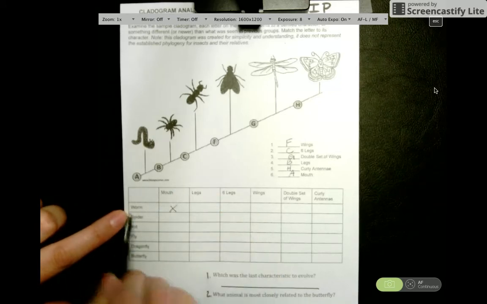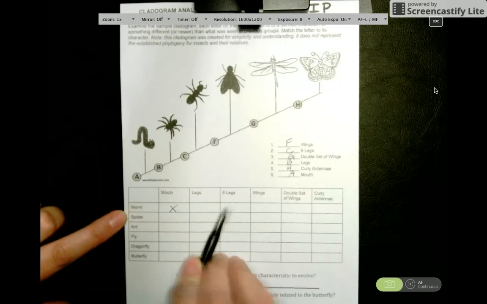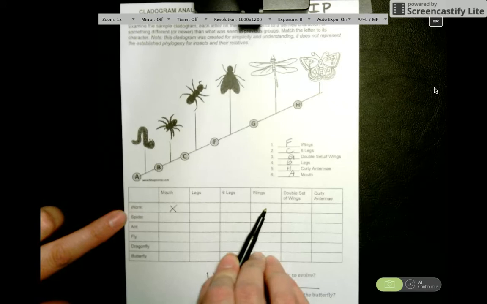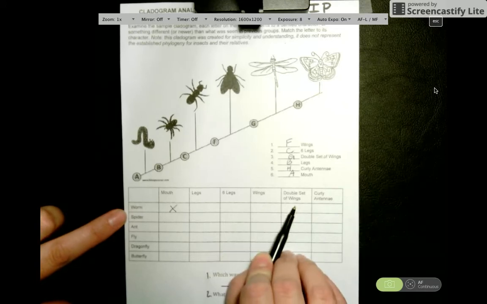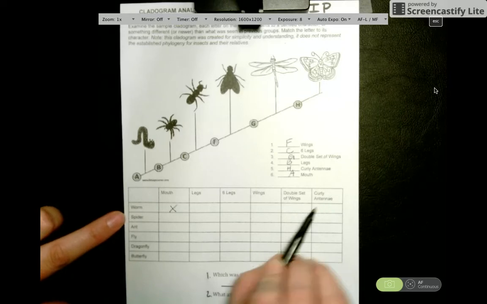Does a worm have legs? No. Does it have 6 legs? No. Does it have wings? No. Does it have a double set of wings? No. Does it have curly antenna? No. So then you're going to look at spider.